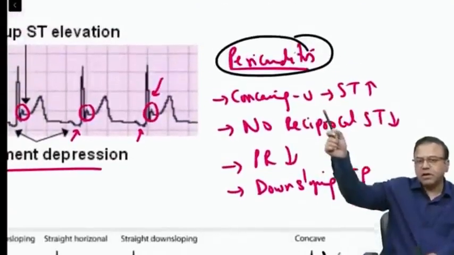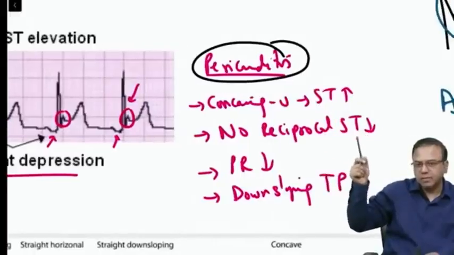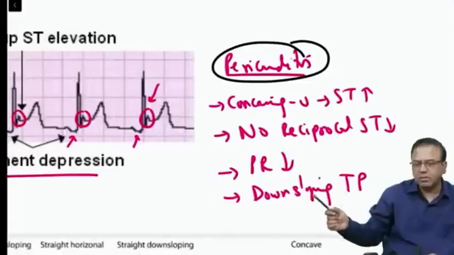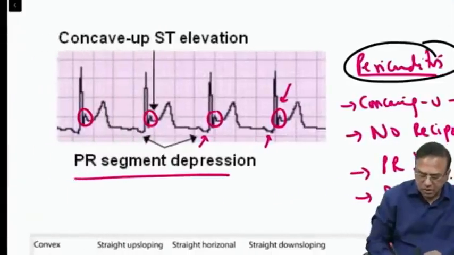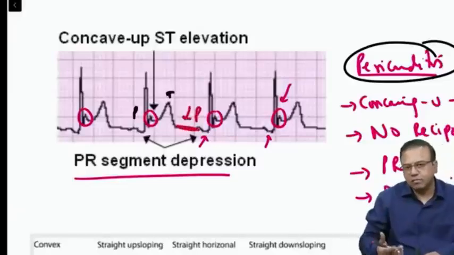So features of pericarditis: concaving upward elevation, no reciprocal ST depression except in AVR, PR segment depression, TP segment downsloping. What is TP segment? The PQRST. This is PQRST. And then you have the next PQRST. This TP segment is downsloping. Okay, downsloping TP segment is a feature of pericarditis.